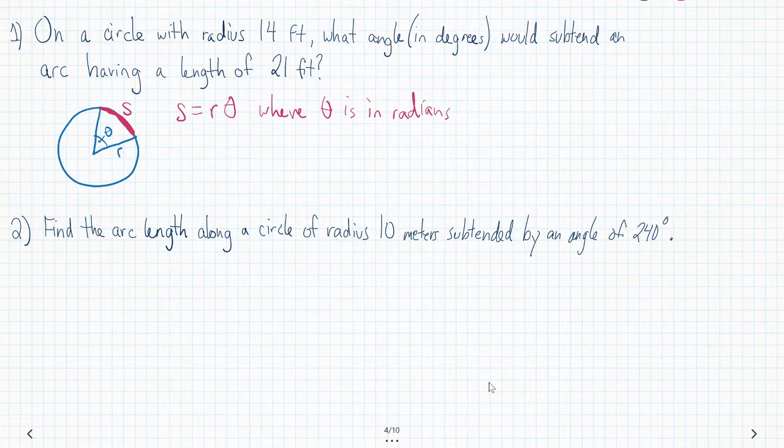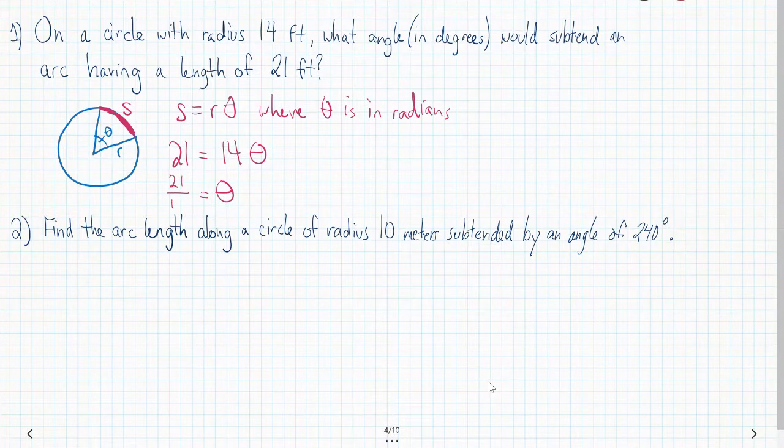So now let's work with this. You have 21 feet for the length of the arc, so that means S is 21 feet. R is 14 feet, and then we have theta. So theta equals 21 over 14, or better yet, both of those have a factor of 7, so this is 3/2. I'll put radians for right now, but we want it in degrees.